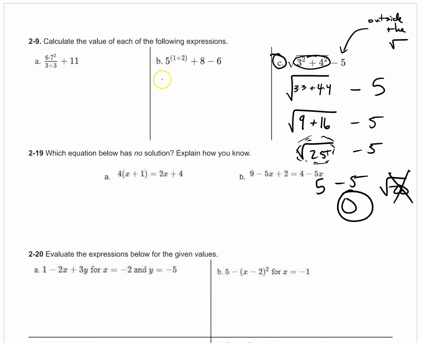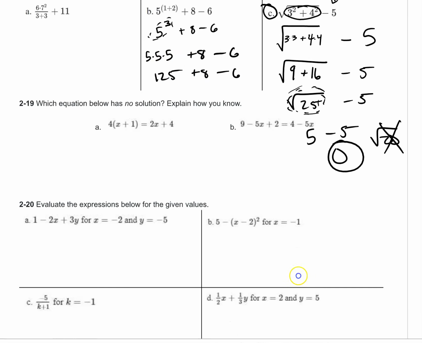All right, and I'll start the next one for you, part B. We have 5 to the power 1 plus 2. You got to do the parentheses part first, right? So that's 5 to the power 3 plus 8 minus 6. All right, and 5 to the power 3, that's 5 times 5 times 5, and that is 125 plus 8 minus 6. I'll let you finish that one.